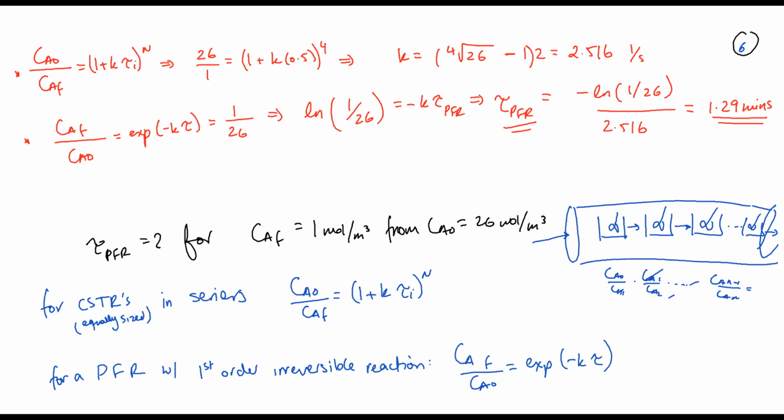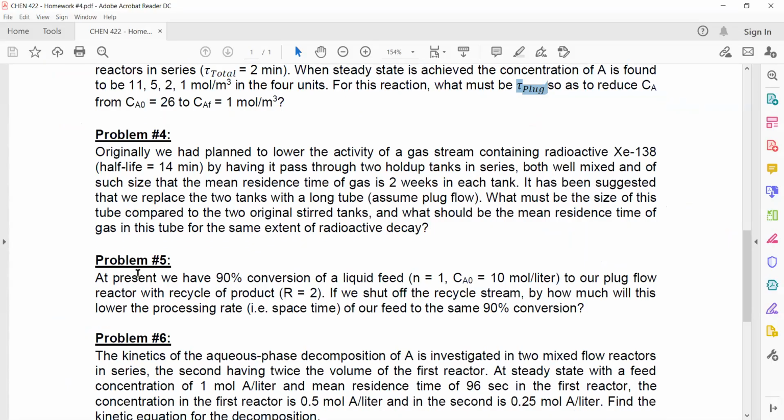Let me save this. Let me clear all my drawings, and let's go back to the homework. Problem number 4. Let's read it here. Originally, we had planned to lower the activity of a gas stream containing radioactive xenon-138, half-life 14 minutes, by having it pass through 2 hold-up tanks in series, both well mixed and of such size that the mean residence time of gas is 2 weeks in each tank. It has been suggested to replace the 2 tanks with a long tube. What must be the size of the tube compared to the 2 original stirred tanks? And what should be the mean residence time of gas in this tube for the same extent of radioactive decay?